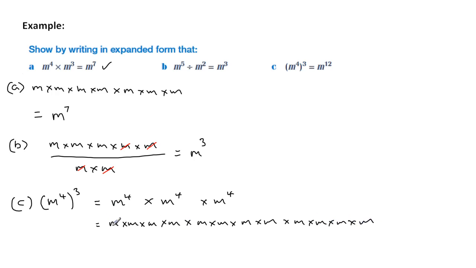So if we count all these, we've got 1, 2, 3, 4, 5, 6, 7, 8, 9, 10, 12, which is what we expect, m to the 12, and that's why the law works. 4 and 3, 3 lots of 4 is 12. So you can see that by doing the index laws, or by putting these into practice, we can actually save quite a lot of time.